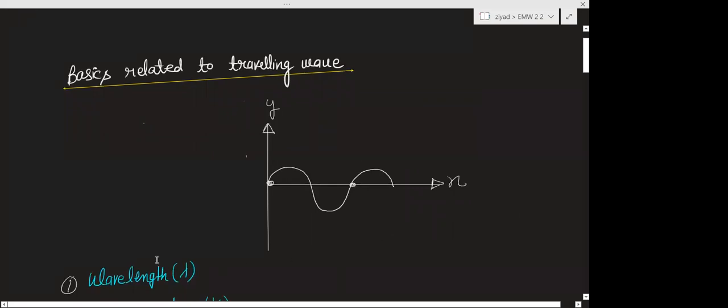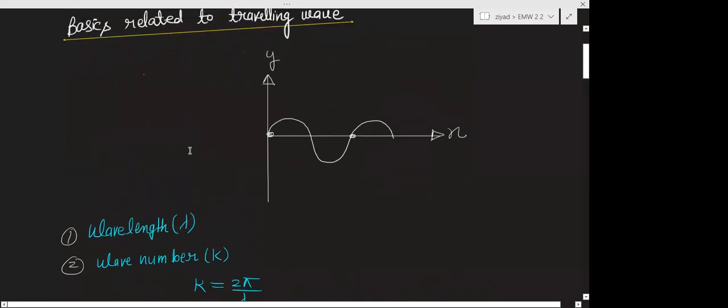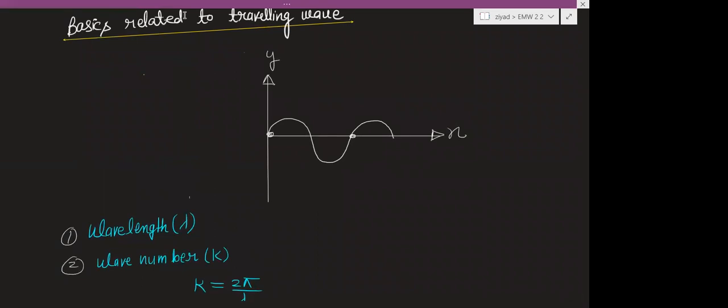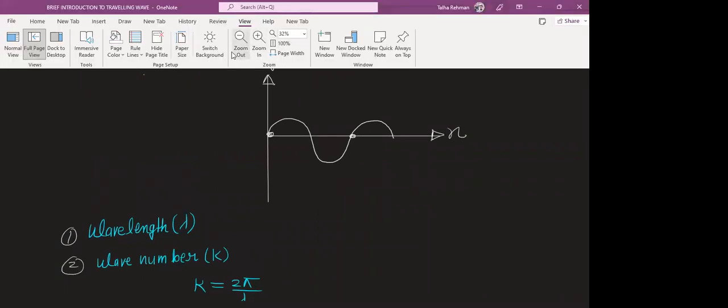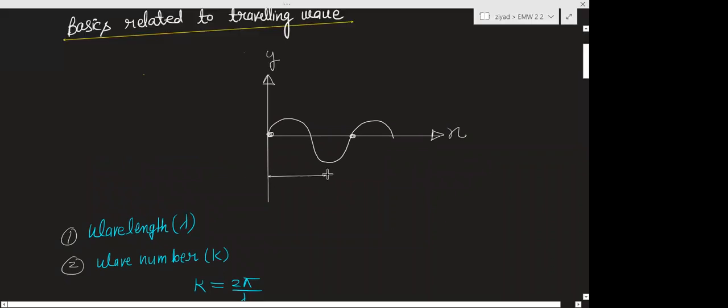The first term related to the wave is the wavelength. Wavelength is represented by lambda. And what is this wavelength? The length of a wave is known as the wavelength. Meaning this length is known as lambda.